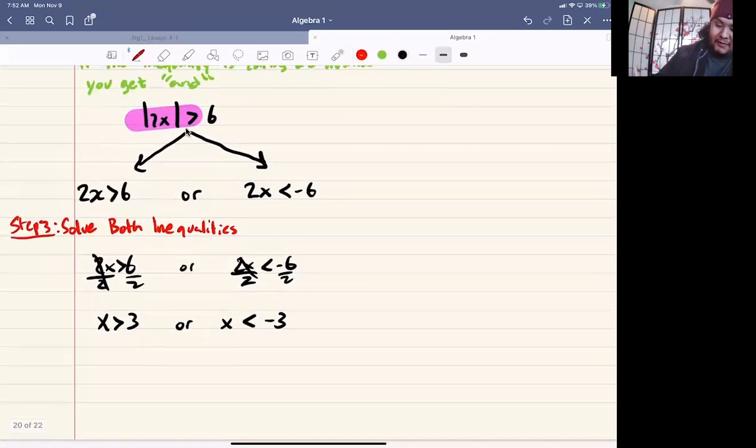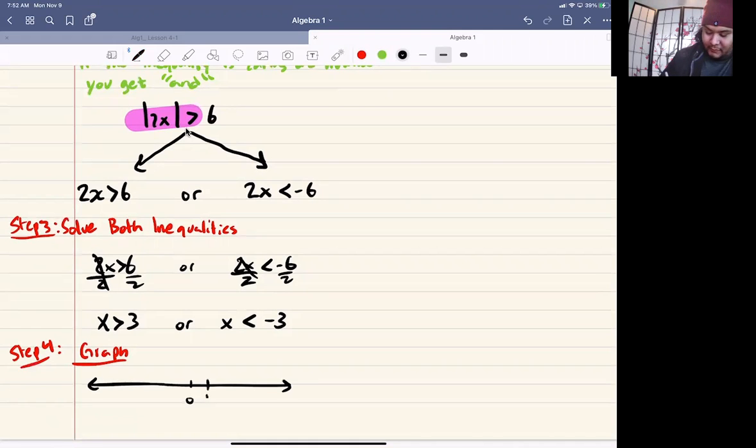And then the final step is to graph. We just draw a number line with 0. We have an open circle at 3, going to the right, and this part goes over here, an open circle at negative 3, going to the left. We know it goes like this because it's an "or" relationship.